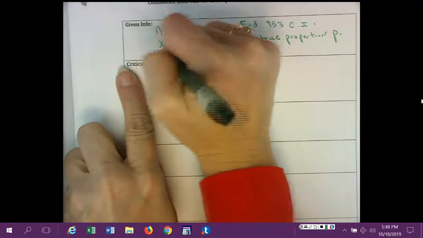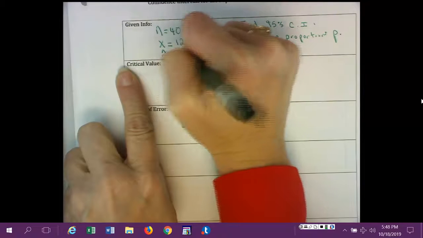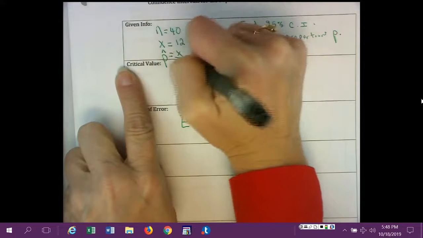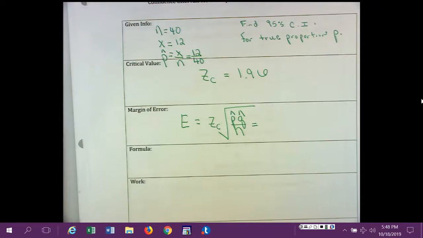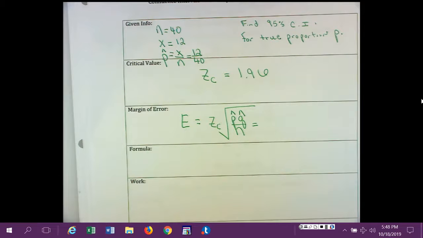For this problem, to determine p hat, they gave us the information that we needed so that we could plug into our formula for p hat, and that is 12 divided by 40. The textbook says if that is not a nice decimal, which this is a nice decimal. It turns out to be exactly 30%.